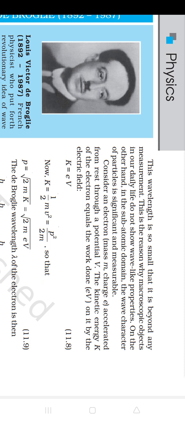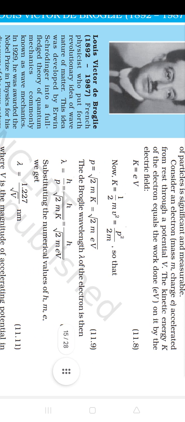Consider an electron accelerated from rest through a potential V. The kinetic energy K of the electron equals the work done on it by the electric field. K = eV. Now K = (1/2)mv² = p²/2m, so that p = √(2mK) = √(2meV). The de Broglie wavelength lambda for the electron is then lambda = h/p = h/√(2mK) = h/√(2meV).